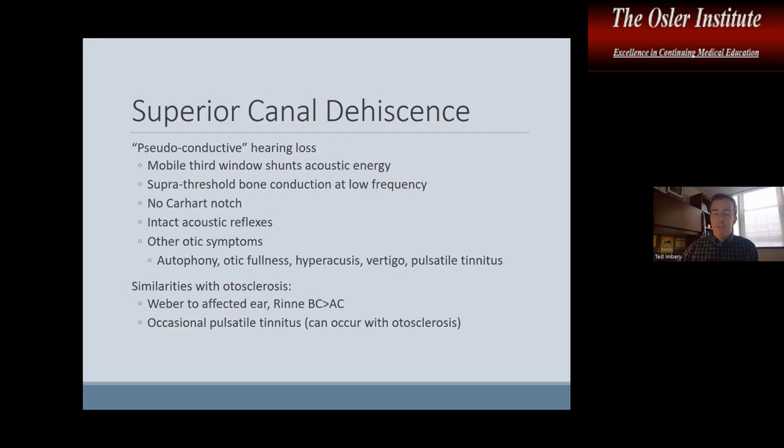even pulsatile tinnitus. Some people may complain of a head fog or hearing their eyeballs move. So all those things clue you in that there's something more going on than just otosclerosis. Similarly, they'll typically have tuning forks that corroborate the hearing loss, and potentially pulsatile tinnitus as well.